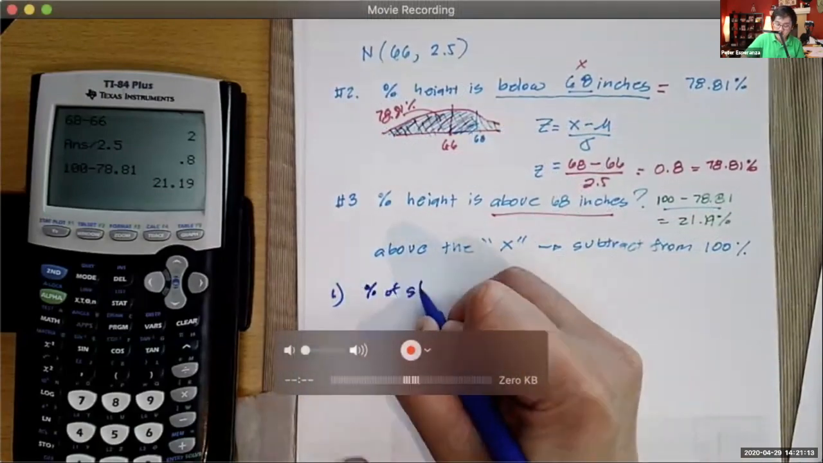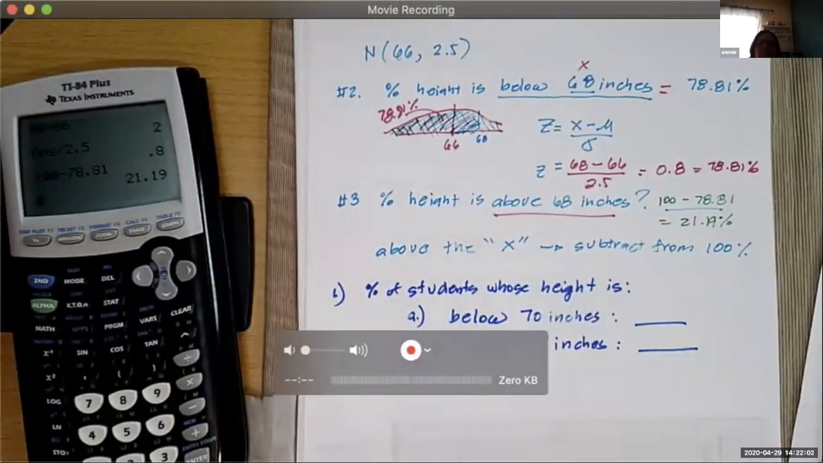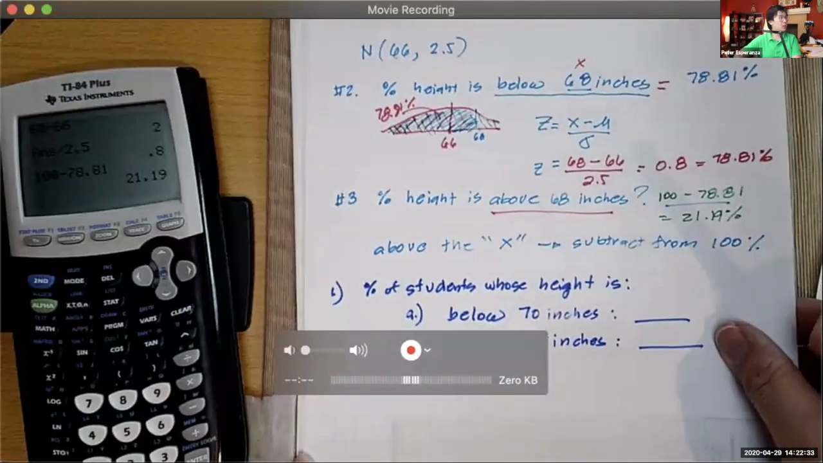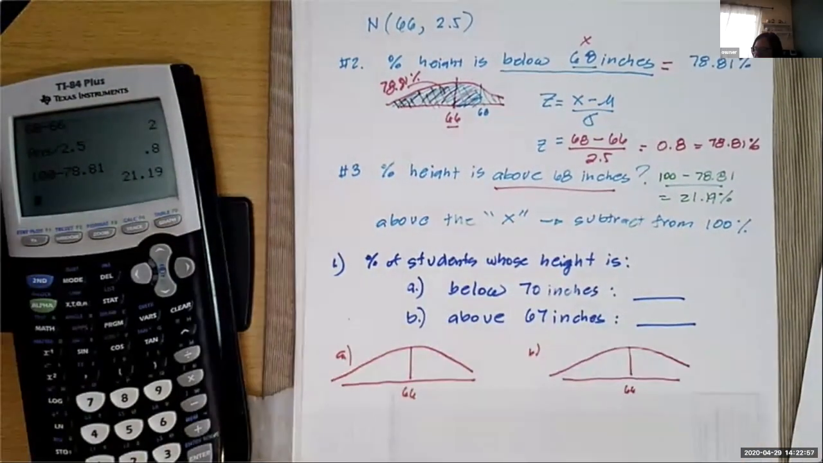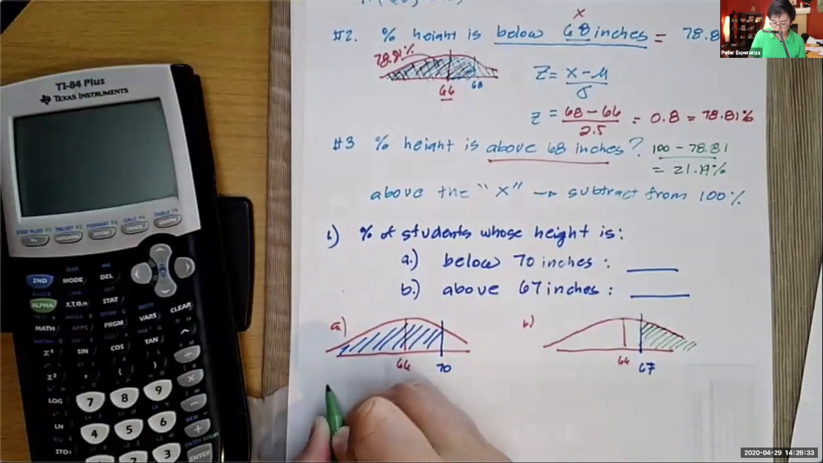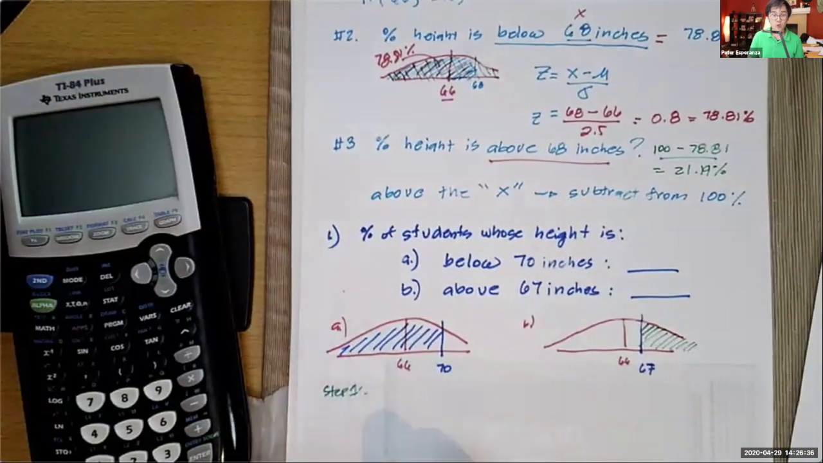Question number 1. Step 1, find the z-score, because you're not going to be able to use your table of values without the z-score. After you find your z-score, use the table so you can find the answer. The first question is below 70 inches and above 67 inches. To give you a visual so that it will be a little bit easier for you, I'm going to help you out. Use the formula, of course. Step 1. Use the formula.